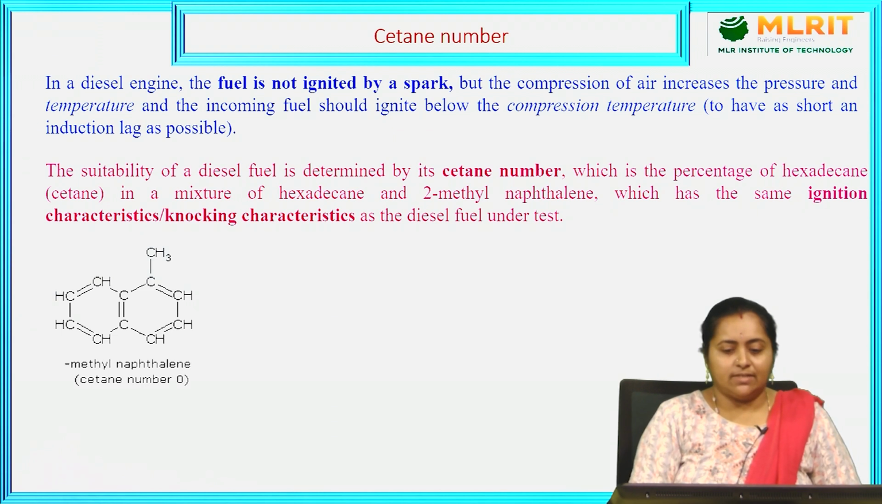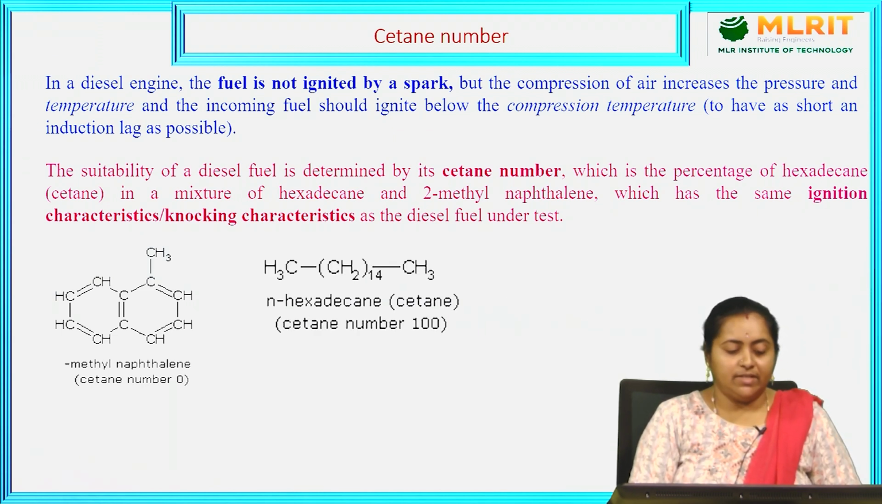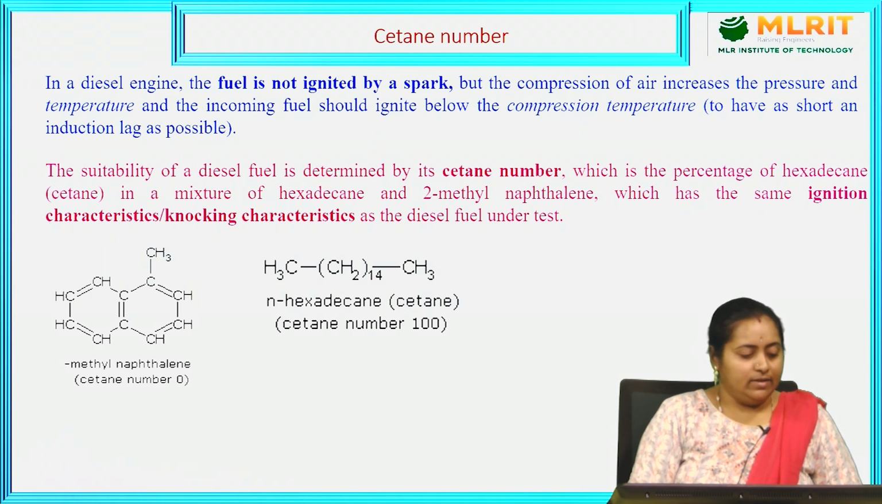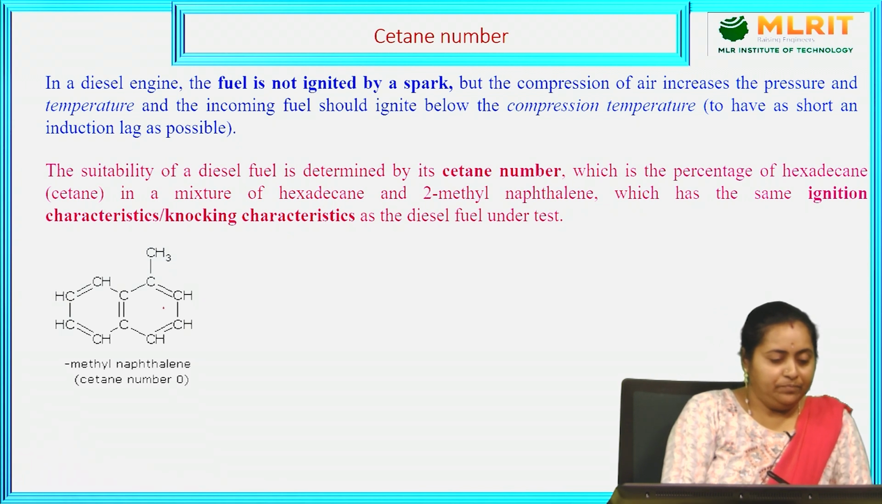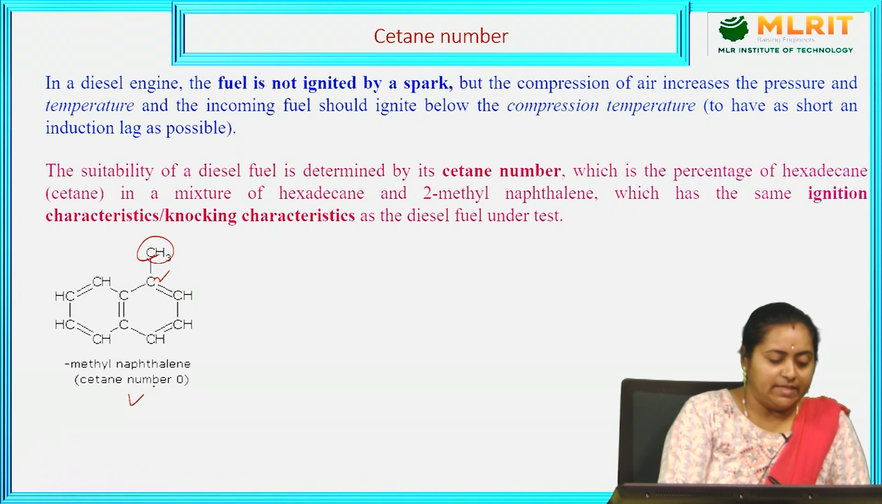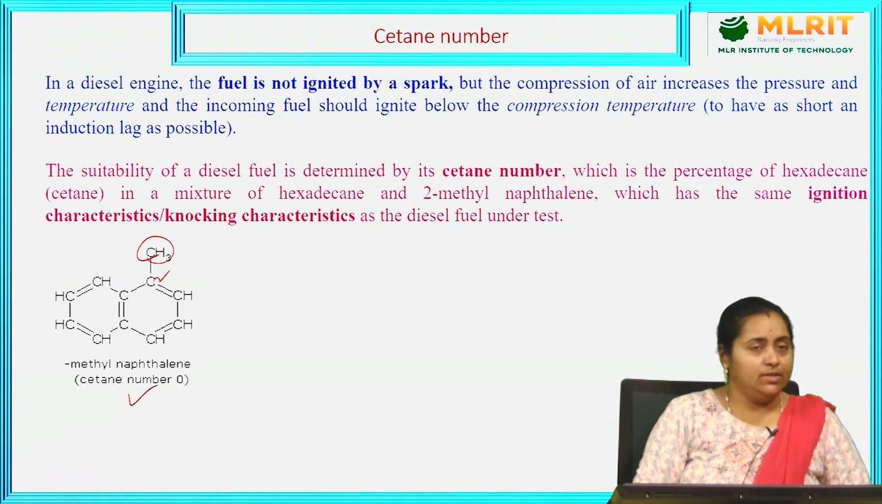So this is the structure of 2-methyl naphthalene. This one is the structure of n-hexadecane. If you notice the structure of 2-methyl naphthalene, this is the second position, a carbon at the second position which has a methyl substitution, and it possesses a cetane rating or cetane number that is equal to 0.